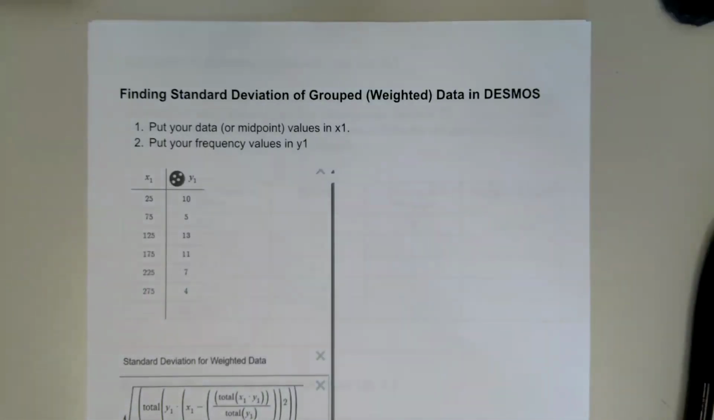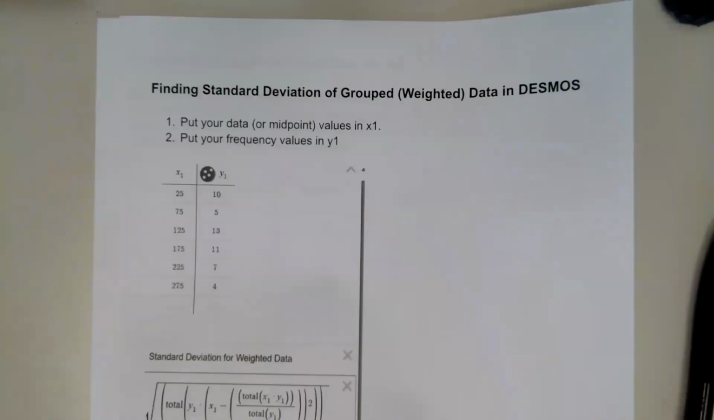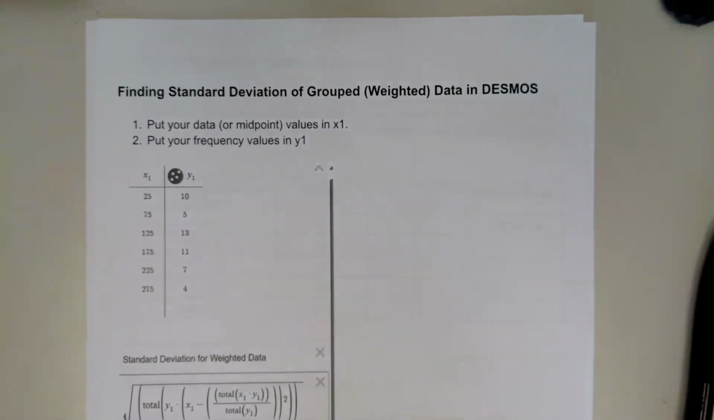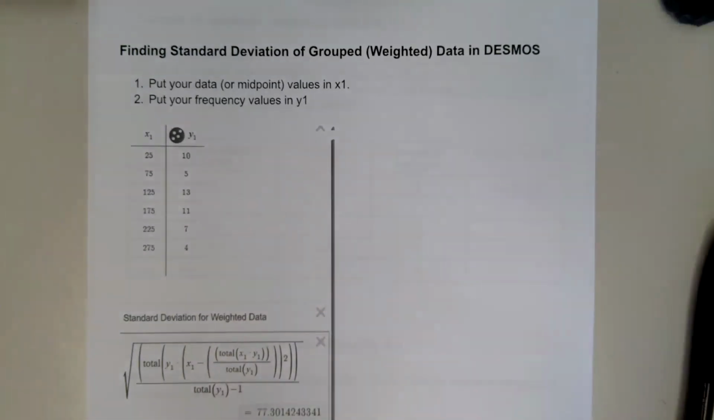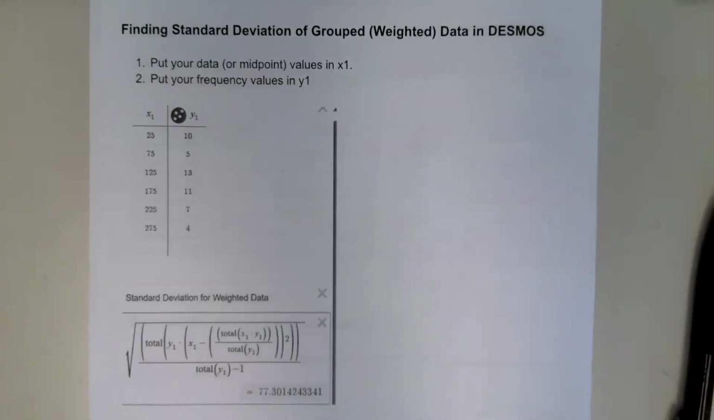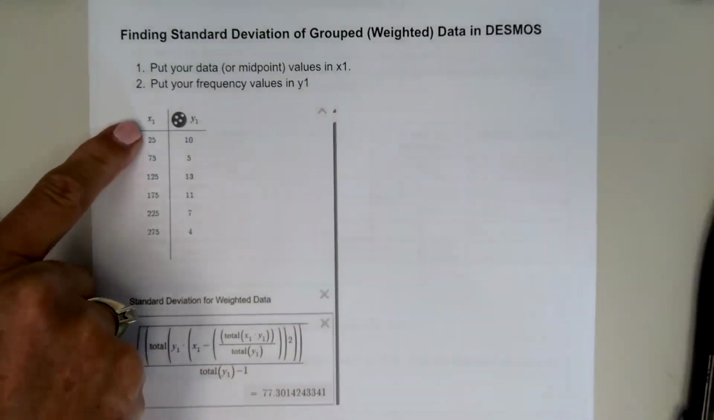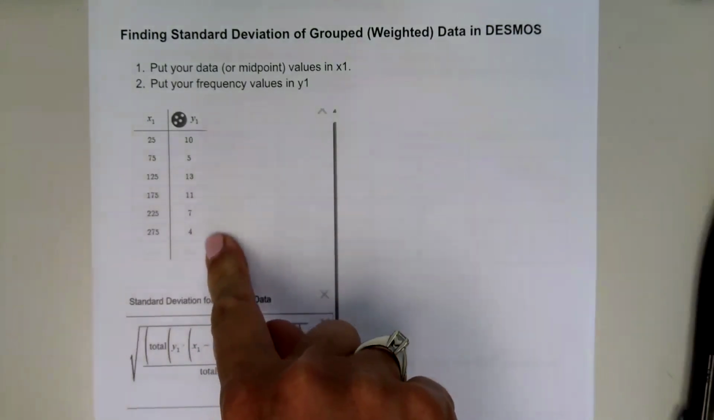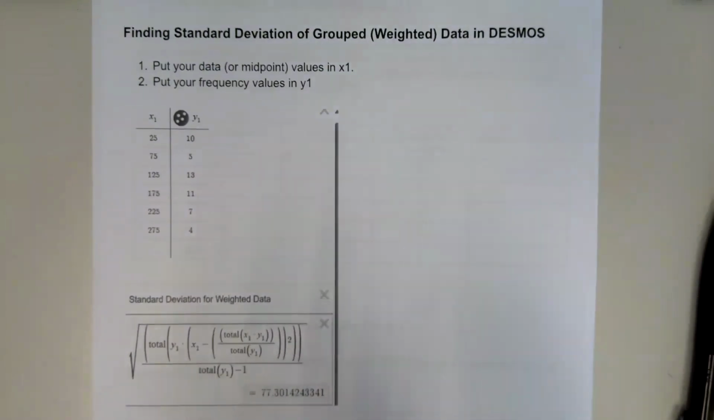So welcome back to the second video for lesson 3.2. We are looking at the standard deviation for weighted or grouped data. And you're going to put the data into Desmos, and you'll have to put it into a table where you have your values in X1 and then your frequencies in Y1. And you can do the mean right in there, and then you can also do the standard deviation.